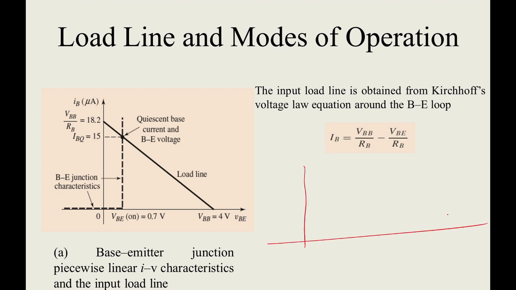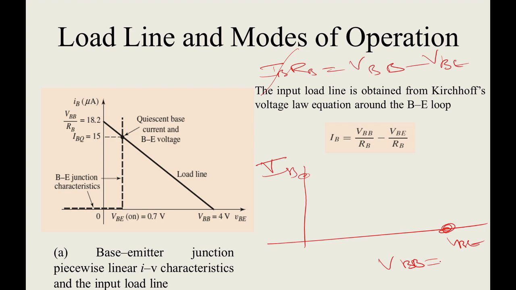Now, to find the maximum voltage and maximum current, we can use this equation: IB RB equals VBB minus VBE. While finding the maximum voltage, you consider IB as 0. So VBB is equal to VBE. And what is VBB? VBB is 4, so that is the maximum voltage. You understand, right? VBB is equal to VBE when you consider IB as 0.